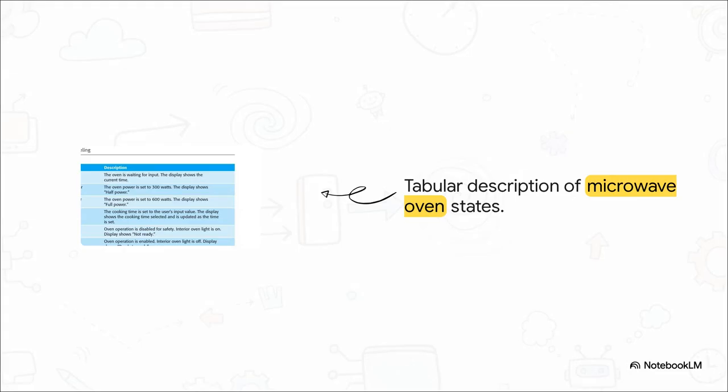But here's the thing, while these state diagrams give us a gorgeous visual overview, they don't hold all the gritty details a programmer needs. That's why we always back them up with a detailed table like this one. Look at how it explicitly defines what each state actually means. Waiting literally means the oven is waiting for input and the display shows the time. Half power specifically means setting the generator to 300 watts. Documenting this removes any guesswork for the team writing the actual program code.